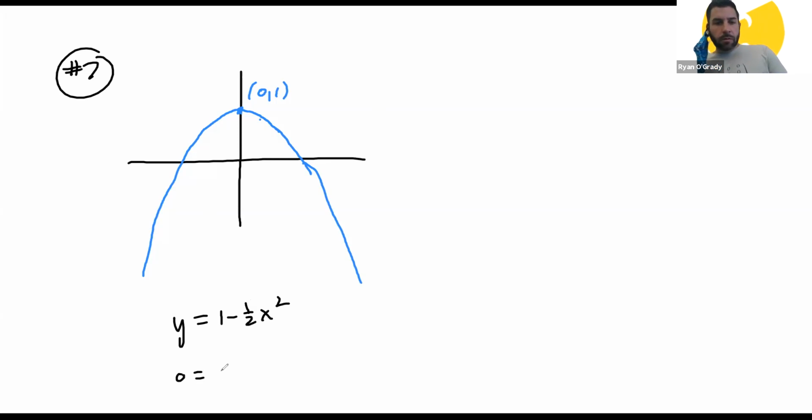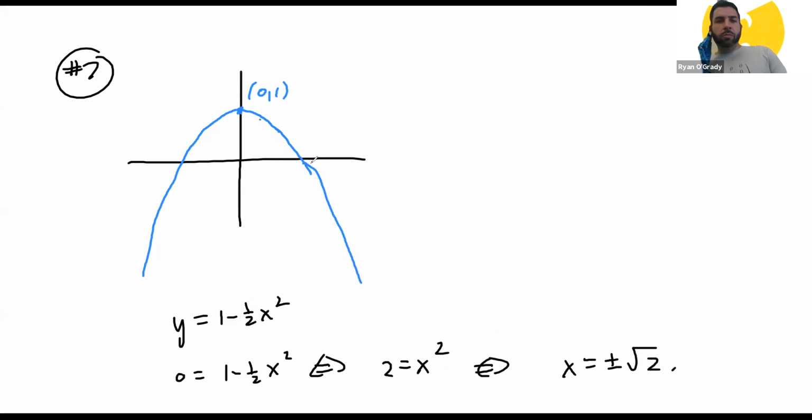So this is what? 1 minus 1/2 x squared. So if you solve this for x, take 1 to the other side. This is the same as 2 equals x squared, right? And of course, that's the same thing as x equals plus or minus the root 2. So this point, for example, is root 2 comma 0. This point is negative root 2 comma 0.